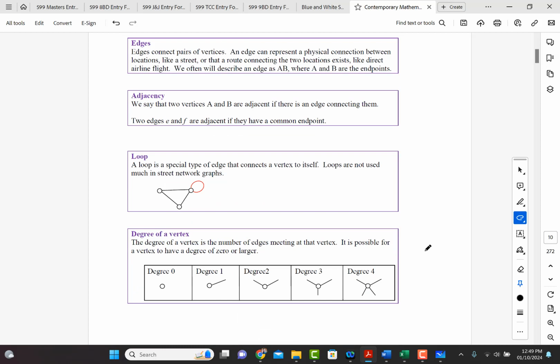Okay, and then also degree of a vertex. So when we talk about the degree of a vertex, the degree is the number of edges meeting at the vertex. So if you look at the bottom pictures, you can easily see what the degrees are and why. Okay, it is possible for a vertex to have a degree of 0 or larger. Okay, so degree 0 means that there are no edges connecting it. Degree 1 means you have one edge. Degree 2, there are two edges connected to the vertex, and so on and so forth. Okay, so that's where we'll stop, and we'll pick it up next time.